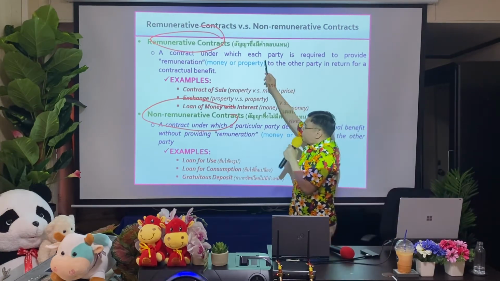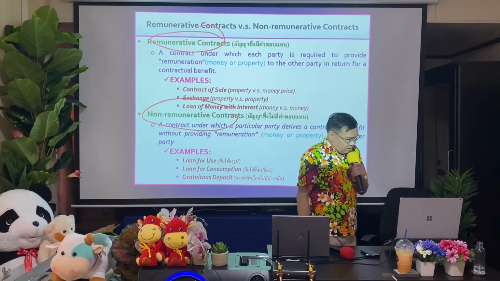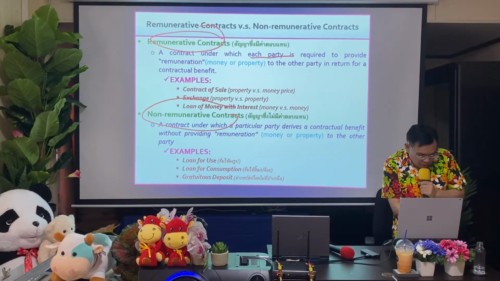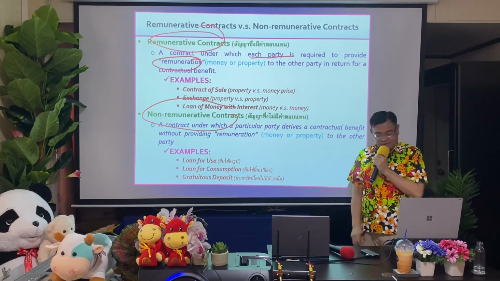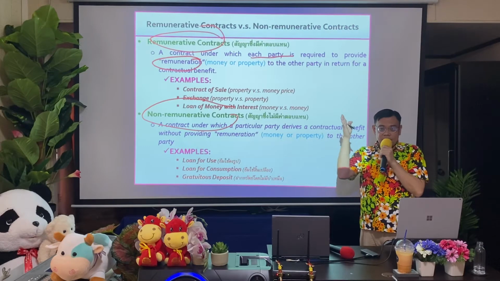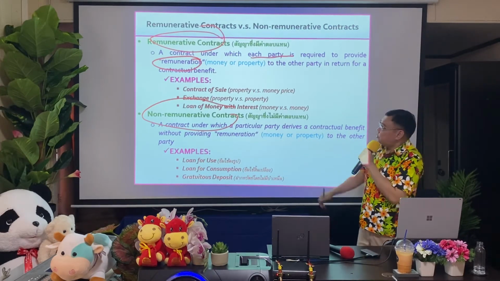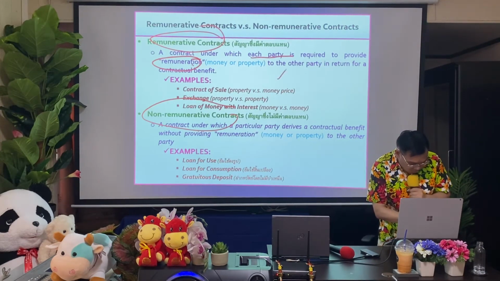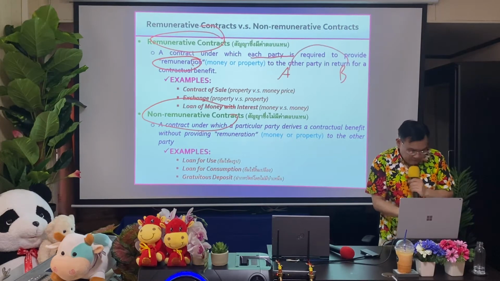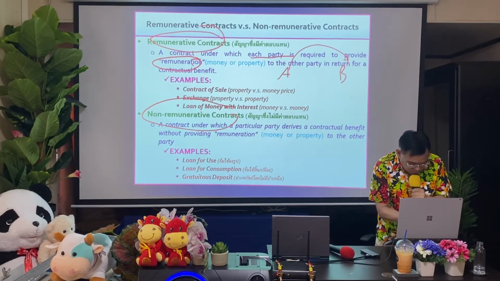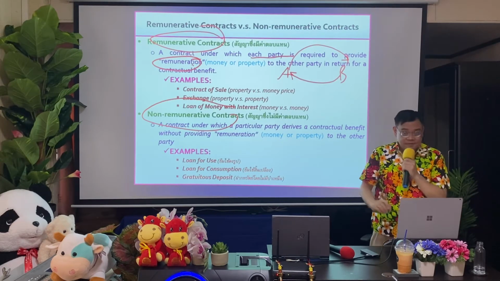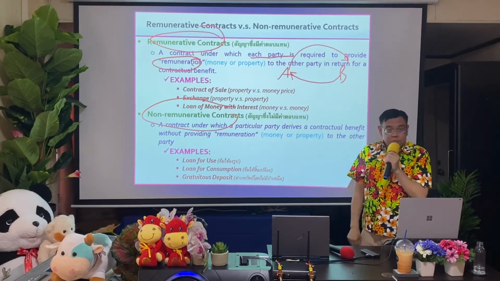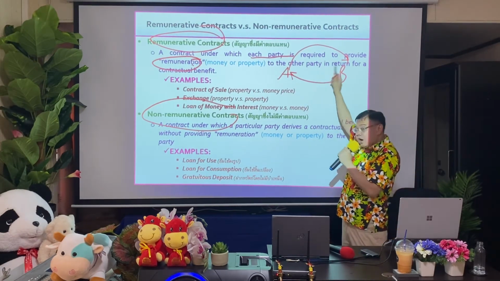As the name suggests, a remunerative contract is a contract whereby each party is obligated to do what? To provide remuneration for each other. Party A and Party B agree to provide some remuneration for the other party. Party A provides remuneration to Party B. Similarly, Party B also provides remuneration to Party A. Two parties, each party agrees to provide remuneration for the other party.